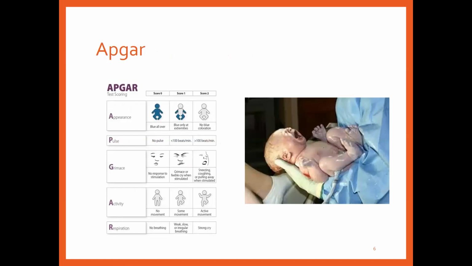Here's another one showing the APGAR score. So always remember that if a baby isn't stable, then the parents won't be able to hold them or spend time with them until they are stable.